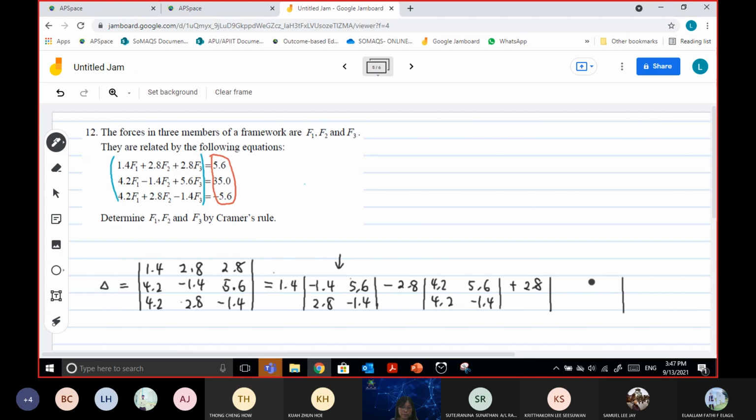Then how about the third one? Okay, third one, we block the first row, last column. So 4.2, 4.2. Then negative 1.4, 2.8. Okay. Then you proceed for the calculation, right?